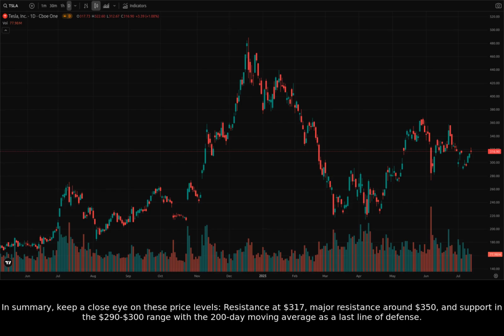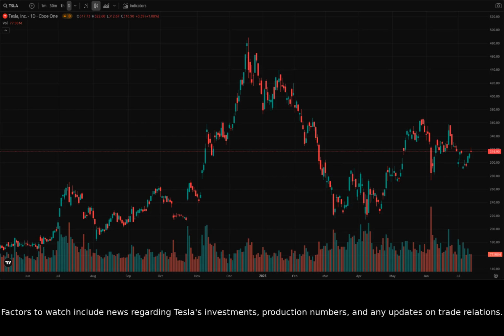In summary, keep a close eye on these price levels: resistance at $317, major resistance around $350, and support in the $290 to $300 range with the 200-day moving average as a last line of defense. Factors to watch include news regarding Tesla's investments, production numbers, and any updates on trade relations.